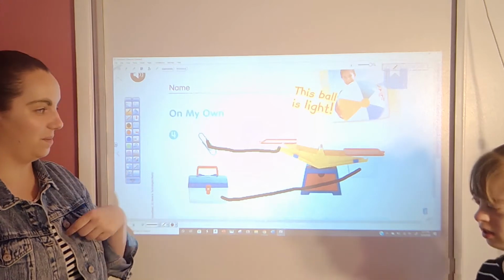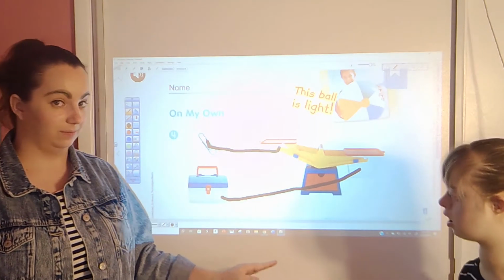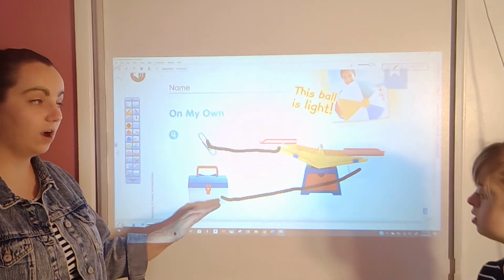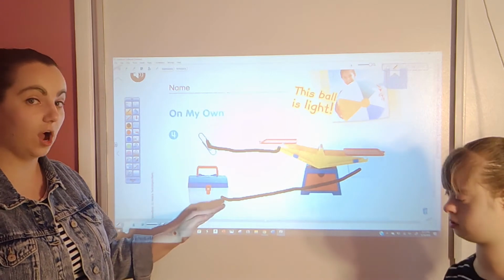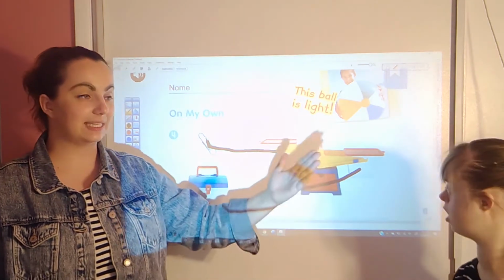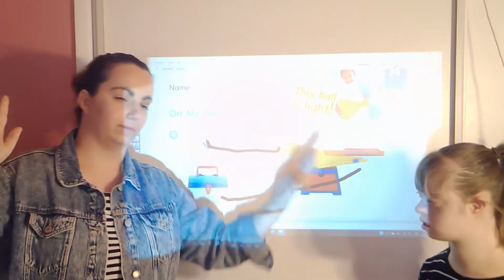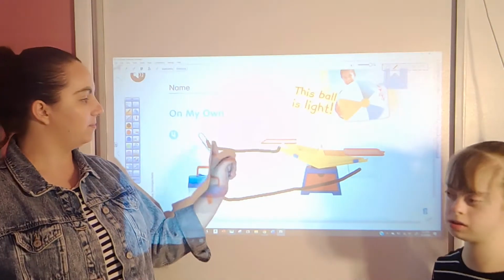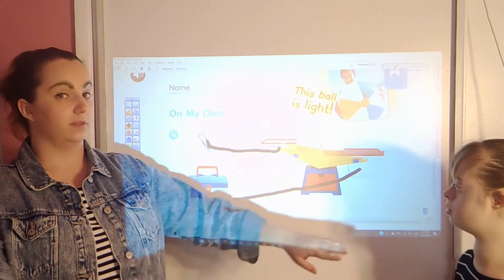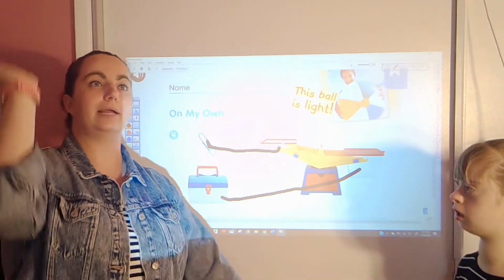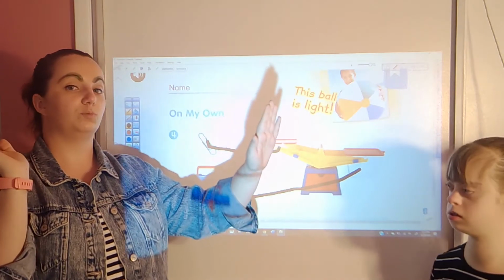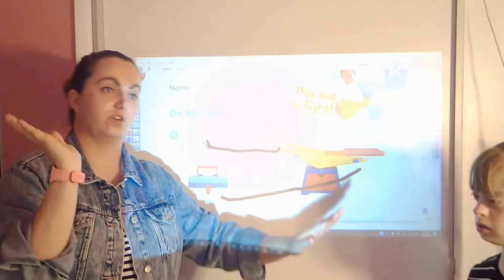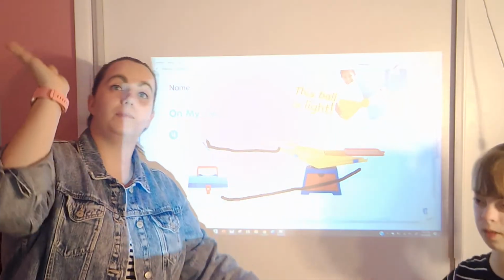Nice job. We looked at the scale and drew a line from the heavier object to the side of the scale that's being weighed down. Because it's heavier, it falls back down towards the ground. And we put the paper clip in the side that's going up because it's lighter. The lunchbox is pushing down on the scale, raising the very light paper clip up.